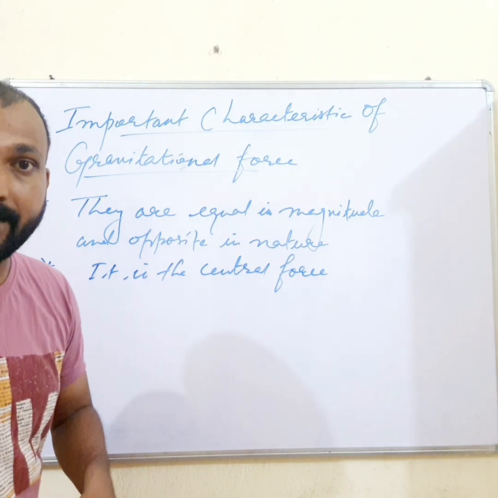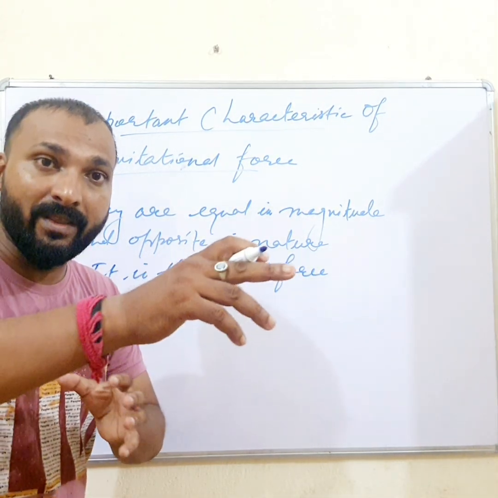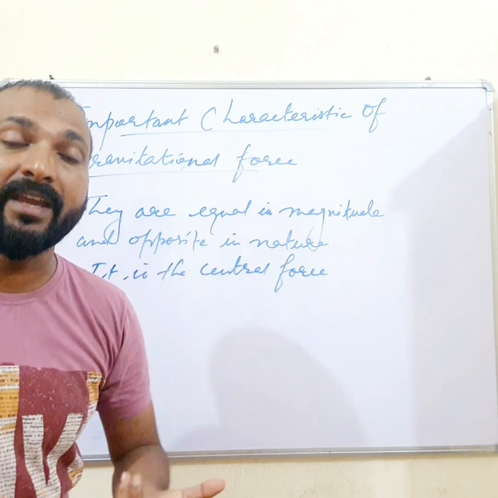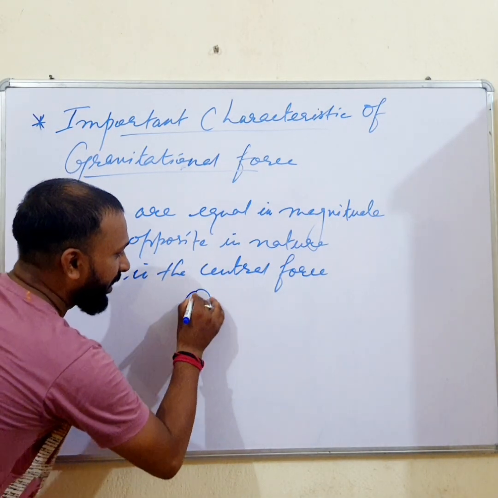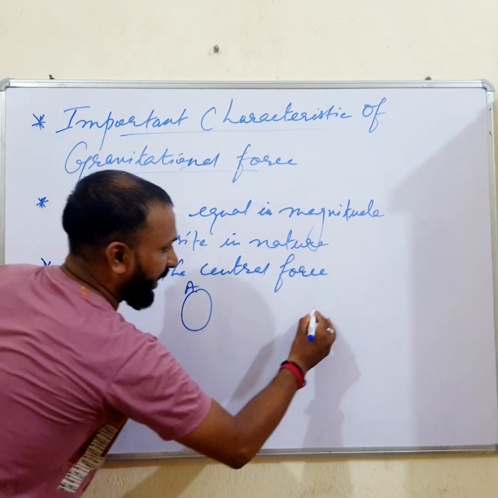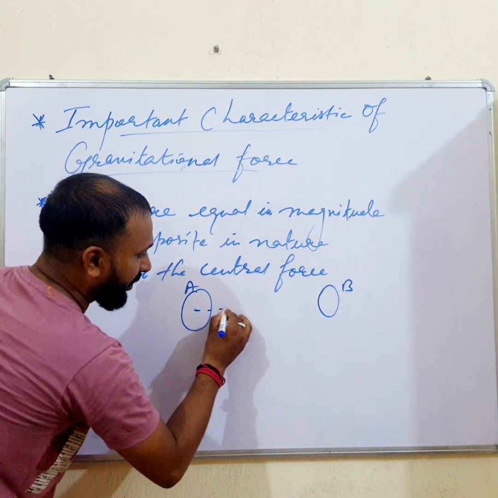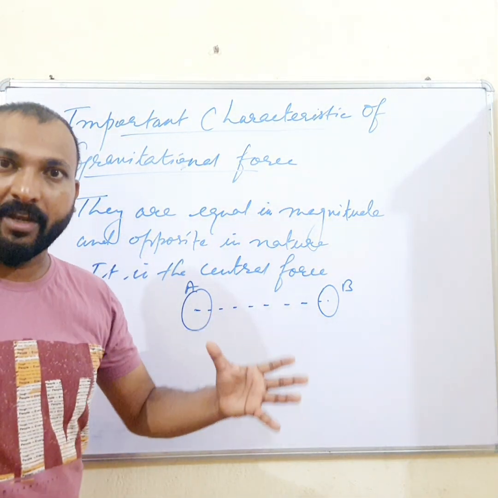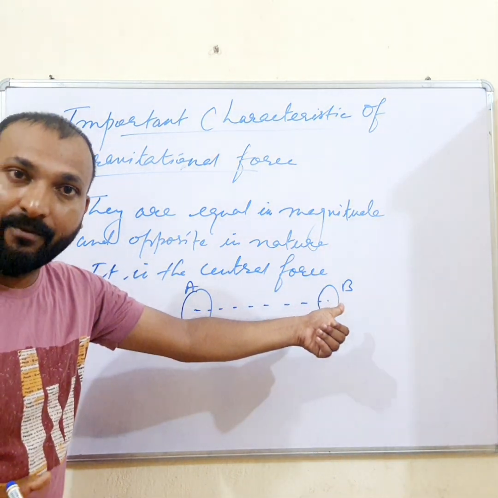That means they act exactly along the line joining the centers of the two bodies. Suppose this is the first body A, this is the second body B. Both centers are joined with each other. That's why we can say that it is a central force.